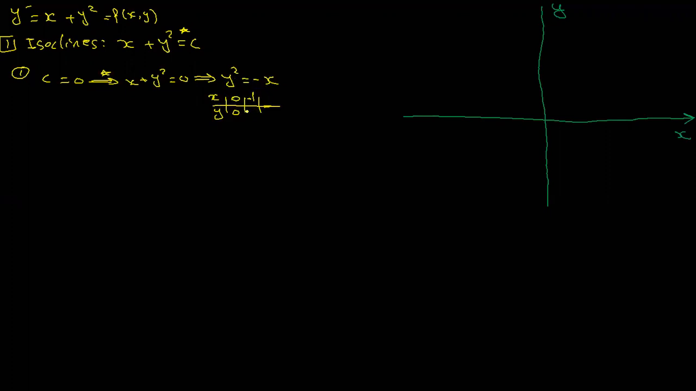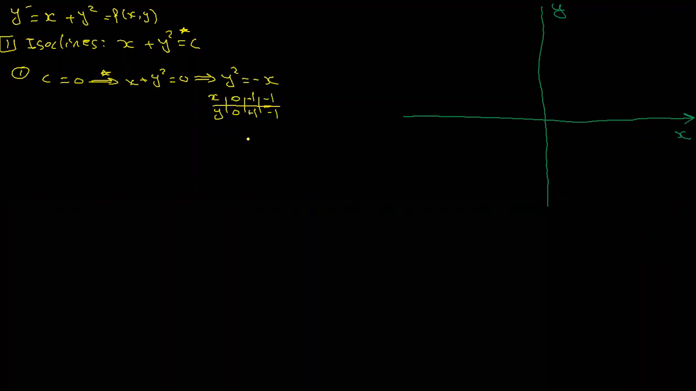Positive 1 or negative 1. So now I have 3 points for my parabola. First one, 0, 0. Second point, -1 at x and 1 at y. So -1 here and 1 here. This is my second point. Third point, -1 at x, 1 at y. So here, this is the third point.